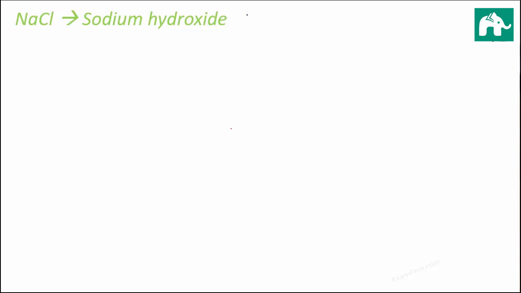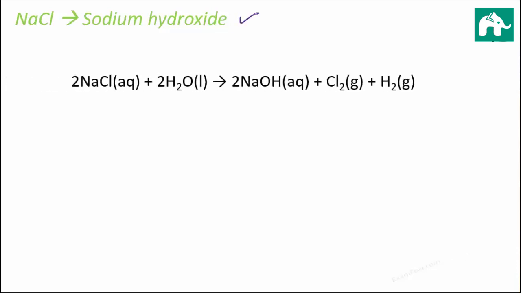The first one being sodium hydroxide. So how do we produce sodium hydroxide from sodium chloride? By the process of electrolysis. So when electricity is passed through aqueous solution of sodium chloride, it decomposes to form NaOH, and along with that chlorine and hydrogen gases are released. Now this process is often termed as chlor-alkali process. Why? Because during this process chlorine and alkali, that is NaOH, are produced or they are formed.